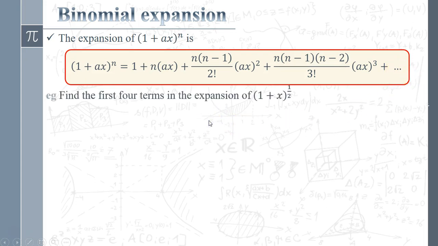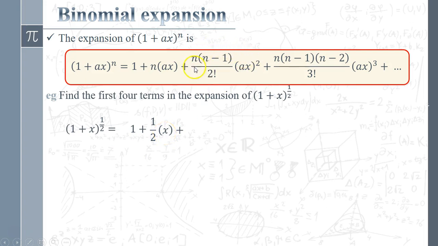Now, let's have a look at an example. So we want the first 4 terms of the expansion of 1 plus x all to the power half. So we've got this rational power. So here we go. 1 plus x to the power half. So first term is 1. Second term is n times ax. So n is half, times ax, in this case is just 1x, which is just x.